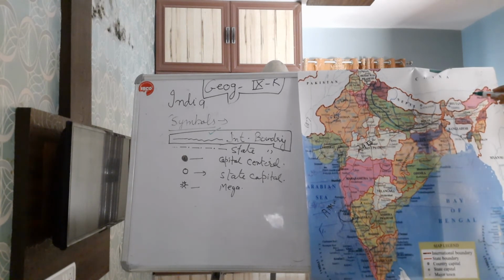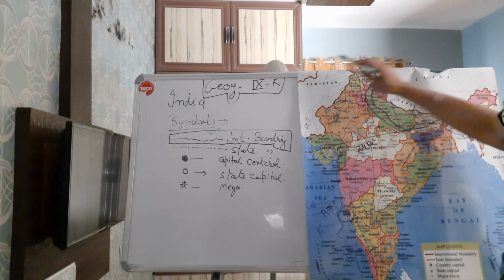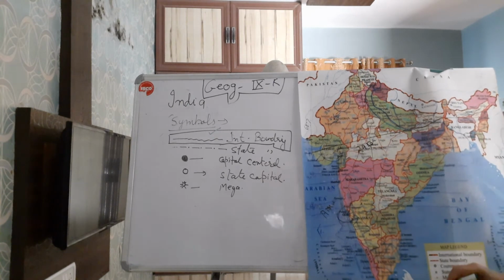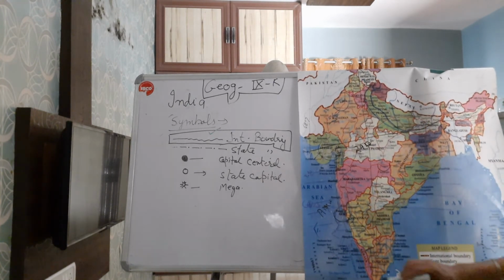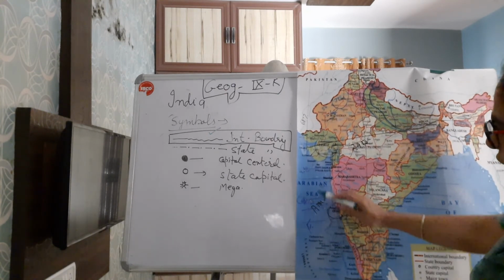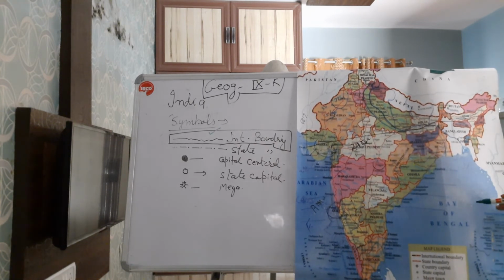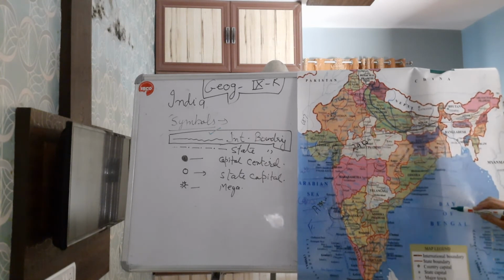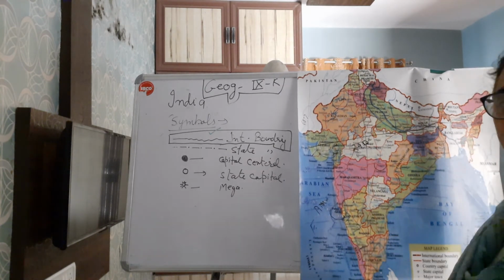Then you may take Bhutan, Nepal, Pakistan, Afghanistan, Myanmar, Bangladesh, and here it is Sri Lanka. Southward it is Sri Lanka, and here are the Maldives islands in the side of the Arabian Sea. And from this Bay of Bengal, this is the part of India only, Andaman Nicobar Islands in the Bay of Bengal, and in the Arabian Sea there are Lakshadweep Islands.